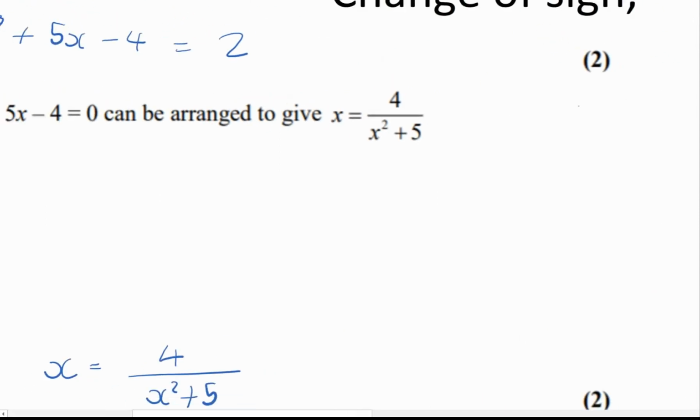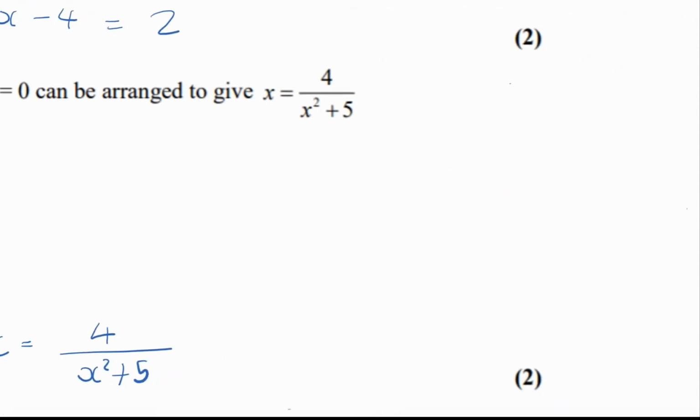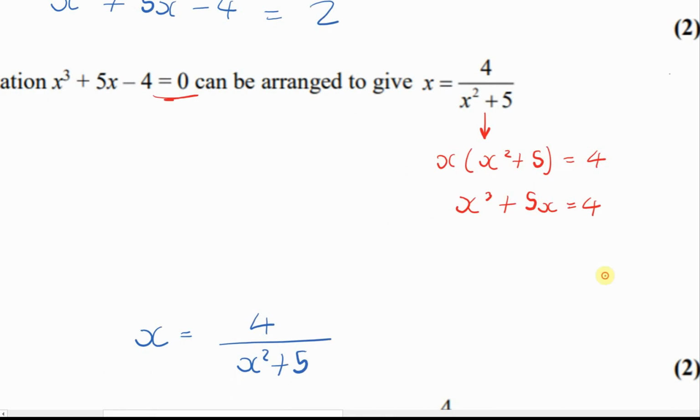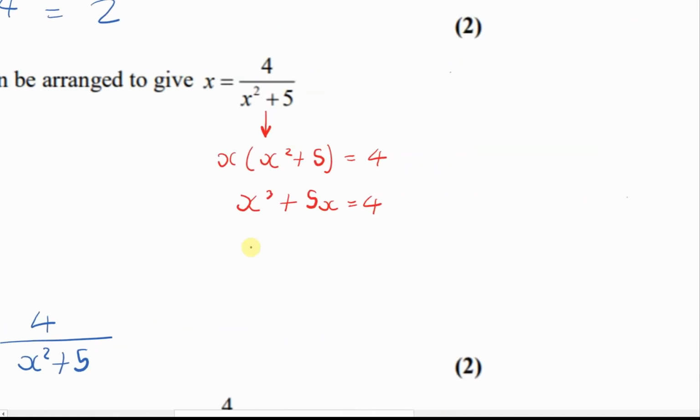So here, basically just do normal equation-y mathsy things. Whenever I'm teaching it, whenever you see a fraction, your first step is going to be to get rid of that fraction. So I'm going to times both sides by x squared plus 5. Next, the obvious thing to do is expand that bracket out, which gives me x cubed plus 5x equals 4. And for all these equations, pretty much without fail, they're all equal to 0. So then we just take the plus 4 across, which makes it a minus 4.